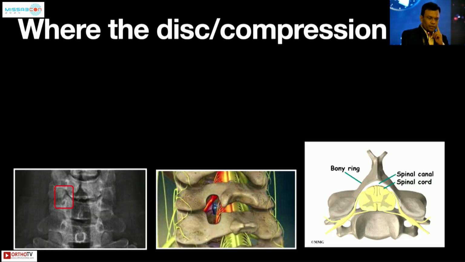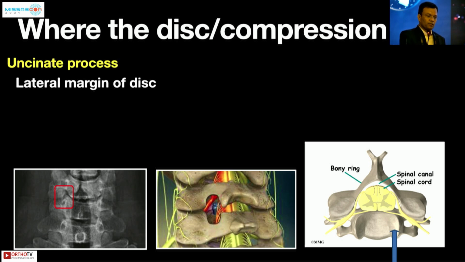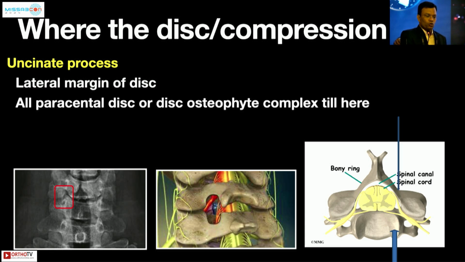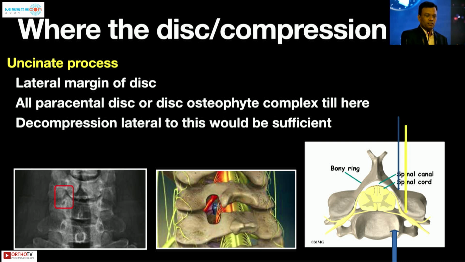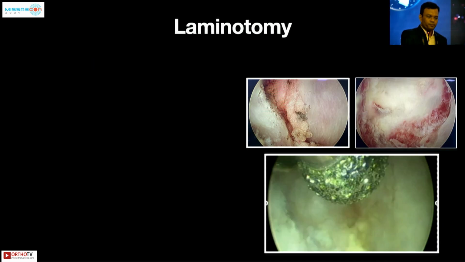Coming to laminotomy and laminectomy, one should know where the compression is. As I discussed earlier, the uncinate process marks the lateral margin of the disc and disc osteophyte complex. So all the compression is somewhere around this. Compression just lateral to the uncus and pedicle will be sufficient for the root decompression. Coming to laminotomy, we have to make this V point into a U point by burring the cranial lamina, by burring the facet joint and by burring the caudal lamina.